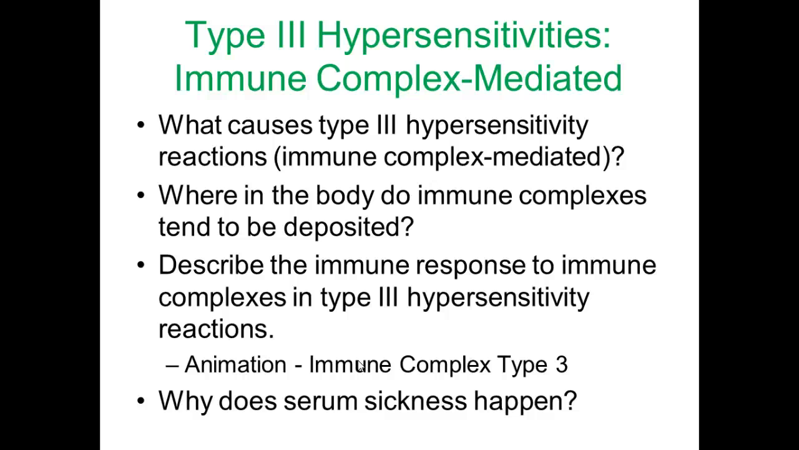Antigens, right? So we're talking about antigens bound to antibodies. That's it. That's what an immune complex is, antigen and antibody. Where do these immune complexes tend to deposit? And this is when they're not being cleared fast enough, and we have collections of antigen and antibodies not being gobbled up by the phagocytic cells.